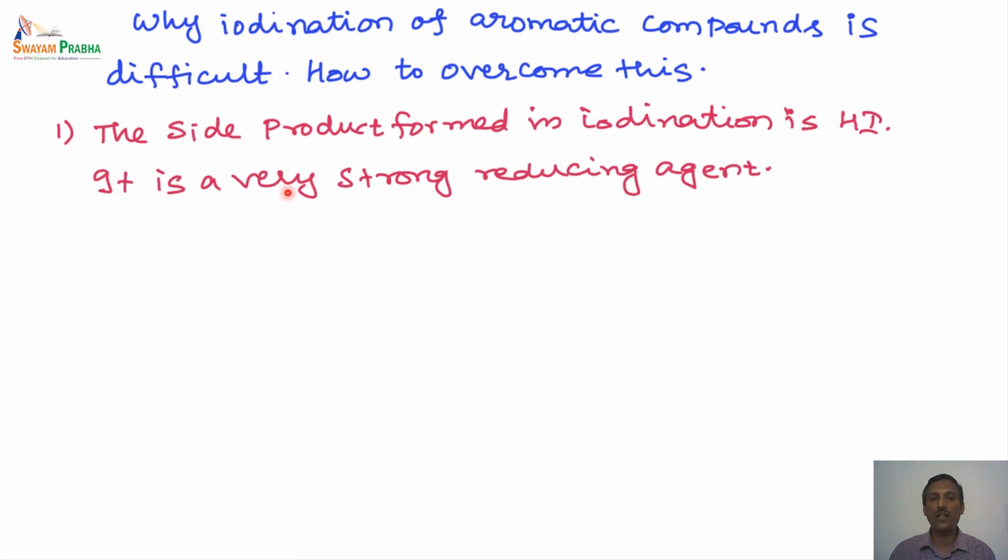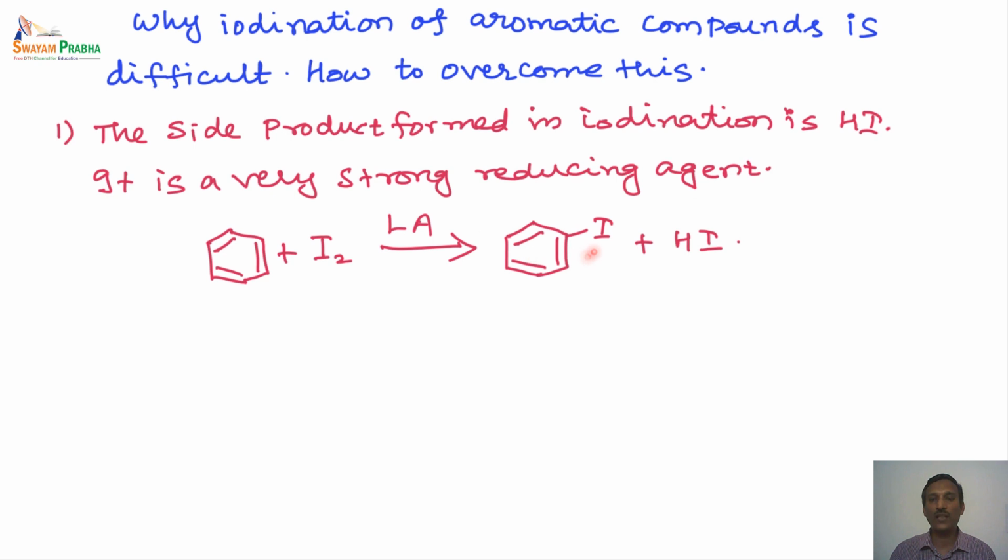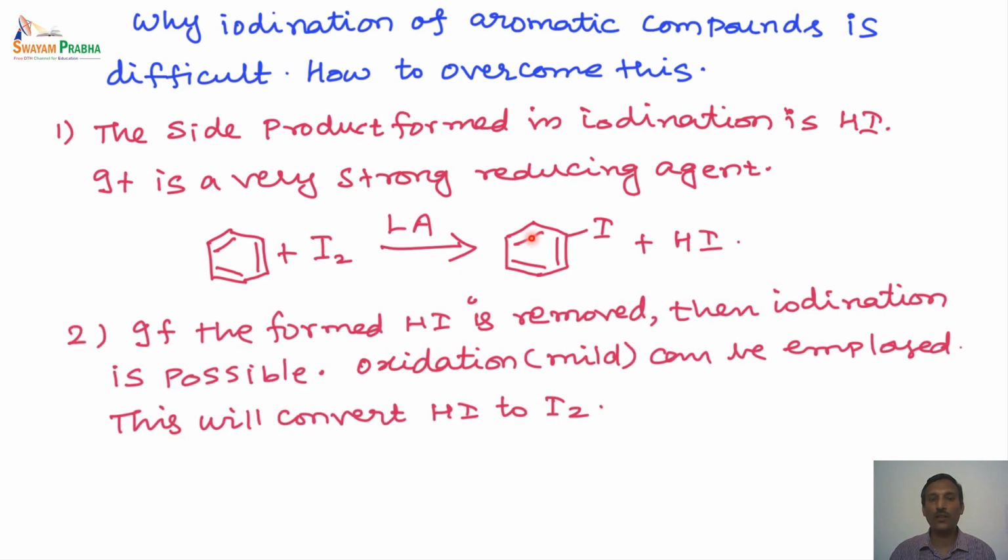But unfortunately, hydrogen iodide is a very strong reducing agent. So what happens, even though the reaction proceeds as in the normal case, like benzene in this particular case reacts with iodine in the presence of a Lewis acid to give the iodobenzene and HI. HI being a strong reducing agent reduces this iodobenzene back to the starting material. So that is the reason we do not get the maximum yield of the iodobenzene in this particular reaction. So if at all we still have to make iodobenzene, there is a different method we have to follow.